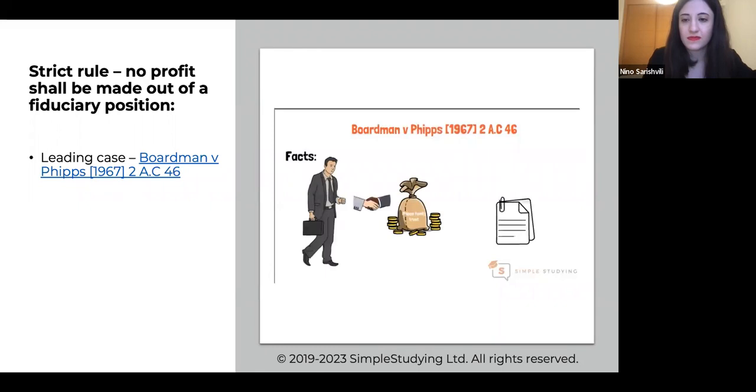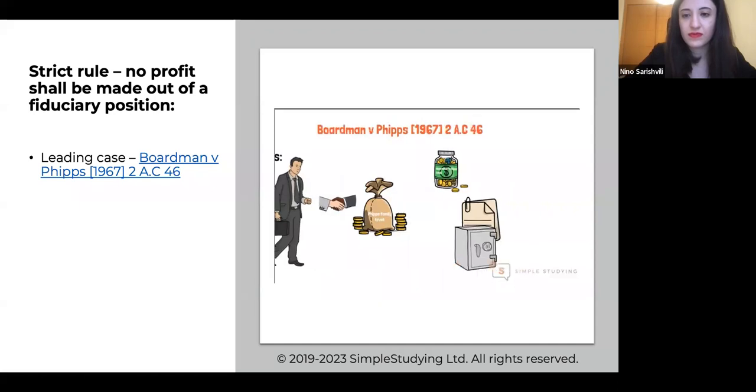Boardman was aware of a large amount of commercial information about the company. This information was confidential. With a great amount of work on Boardman's part, the company generated a large profit, both for the trust and for Boardman personally. However, one of the beneficiaries learned that Boardman had taken personal profit. As a result, they sought to sue Boardman to recover the profit for the benefit of the trust.